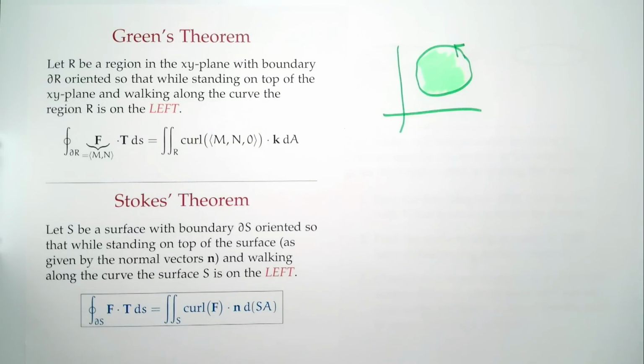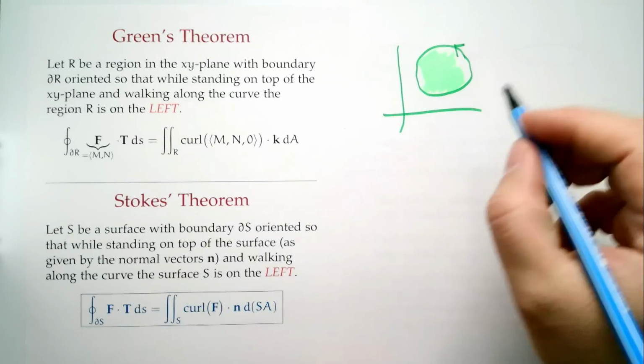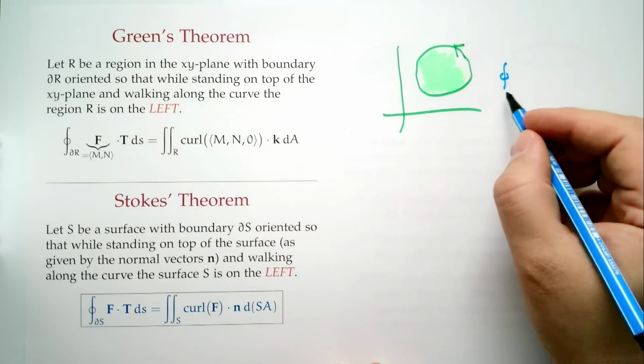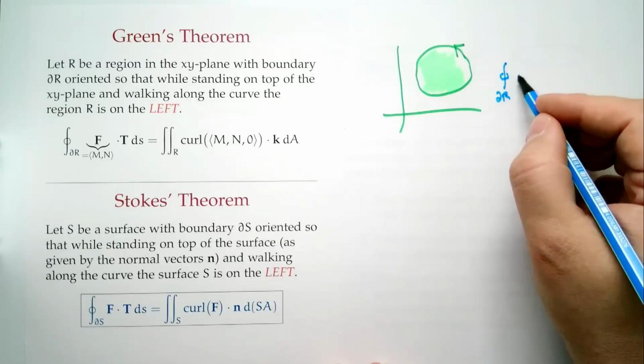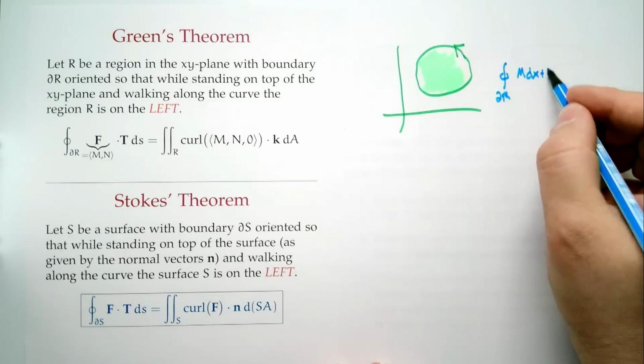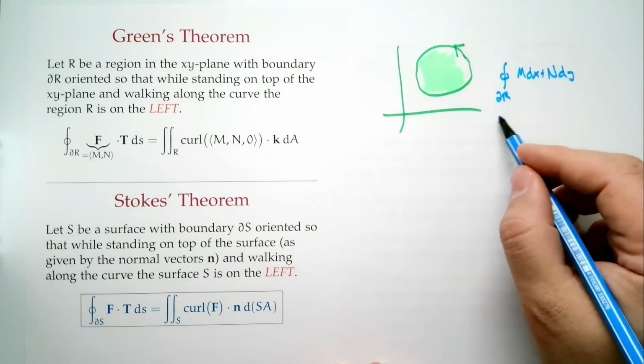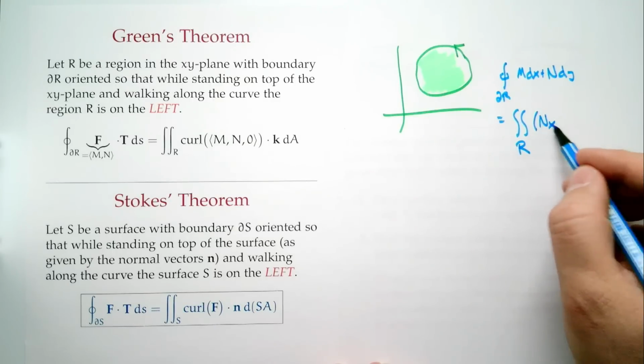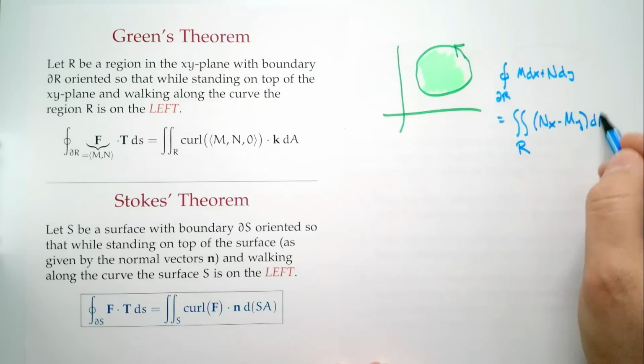Now, the way that we usually state Green's theorem is to say that if I want to know what's happening on the boundary, the integral on the boundary of the curve of M dx plus N dy, well, that's equal to the integral over the interior of the region of N sub x minus M sub y dA. So that's the way we usually state it.